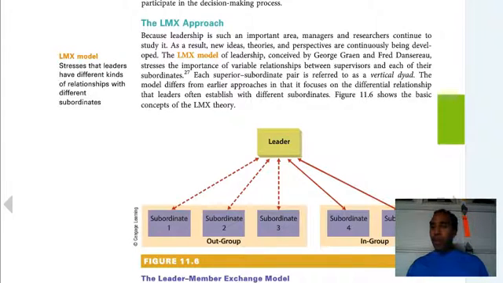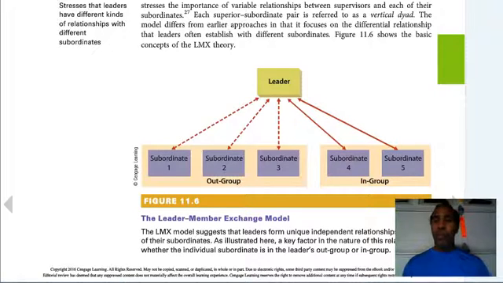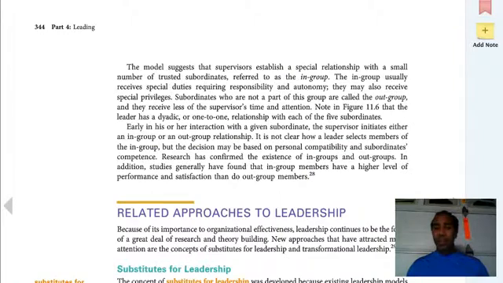So here is a diagram, as always, and they do such a good job of that in the book. You have your leader, your subordinates 1, 2, 3, 4, 5. You have your out group and your in group. It suggests that leaders form unique independent relationships with each of their subordinates, which is definitely what you should do. You should talk to them. Just have a conversation. As illustrated here, a key factor in the nature of this relationship is whether the individual subordinate is in the leader's out group or in group, right? So are you in the in crowd, or you're in the circle of trust, right? Or you're on the outside. So be sure to check out that diagram and we'll move forward from there.